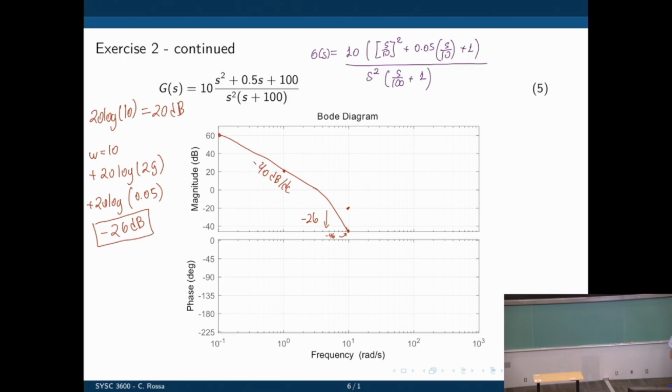And then we go back. Once we reach that, we go back to where we started. And that's negative 20, sorry, what I'm saying. We just have the bump going down by negative 26, and back to where we started at negative 20.